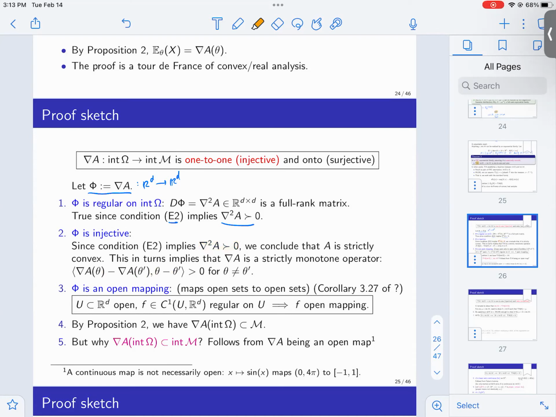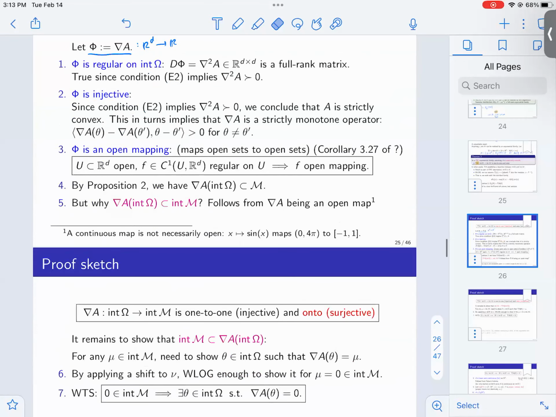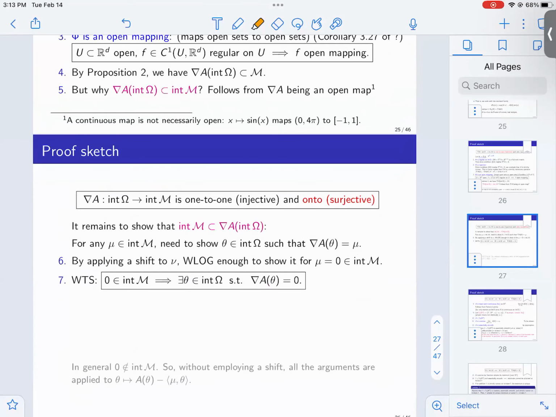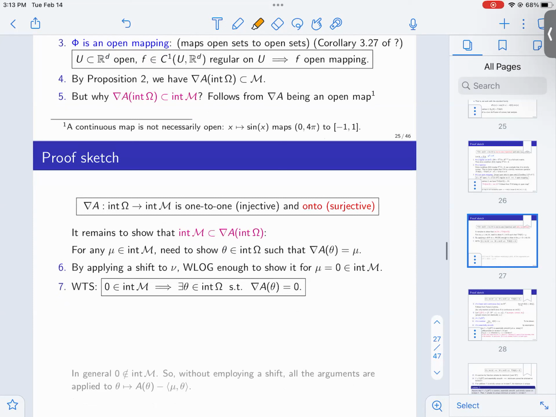I believe something like this you can show, and it follows from E2 basically. So injectivity is easy. The onto part, and this other part, is technical, so let's forget about it. The difficulty is the onto part, the fact that you can realize anything. To show that when I apply the gradient to the interior, it's the other direction. When you want to show that two sets are the same, you show that this is included in that and this is included in the other.